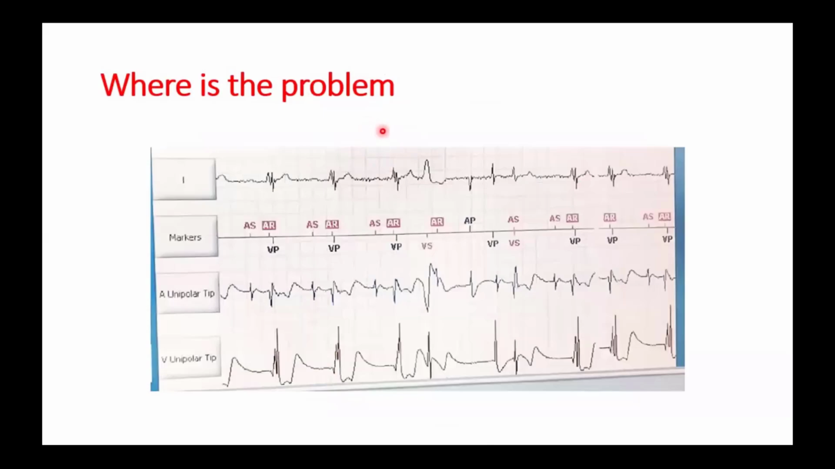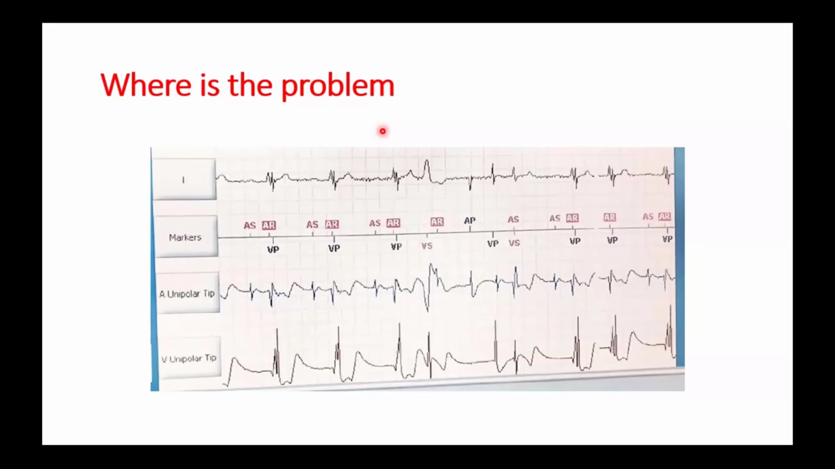Can anyone answer this question? Is there a problem in sensing or a problem in capture in the atrial lead? We want a full comment on the function of the atrial lead and a full comment on the function of the ventricular lead. Here you have to use what the pacemaker sees, and you have to look at the marker channel.